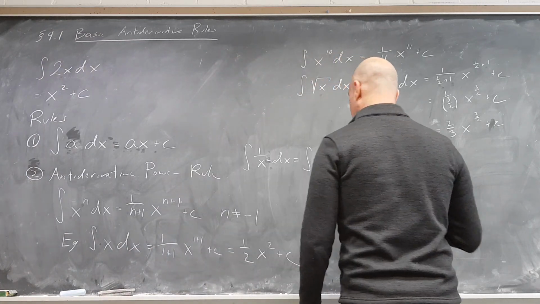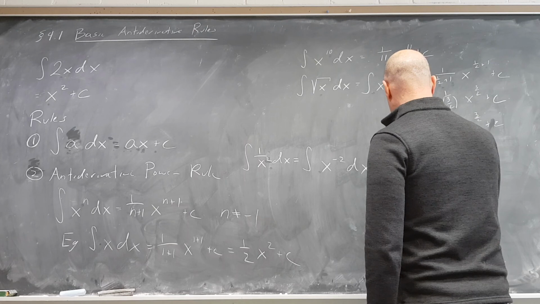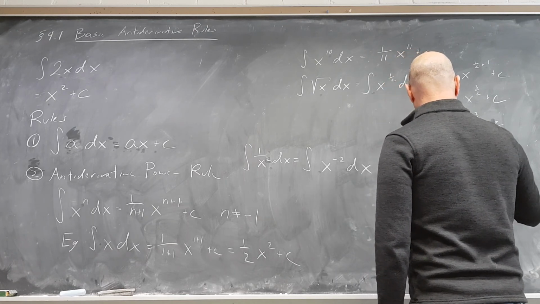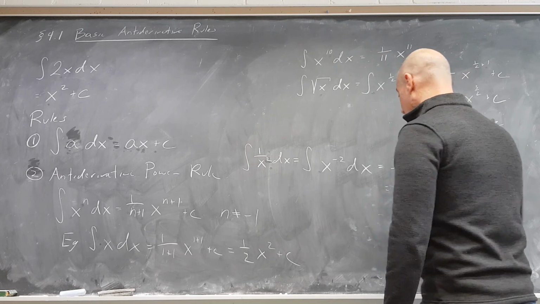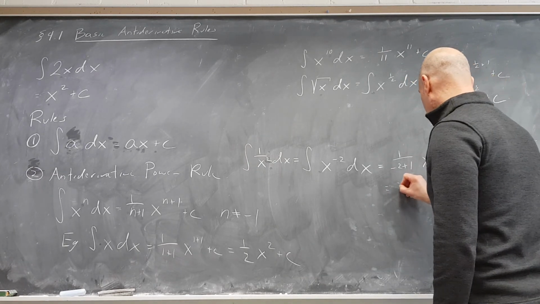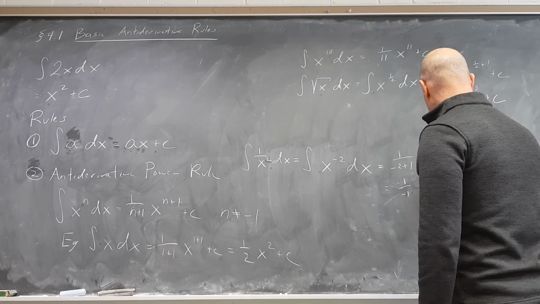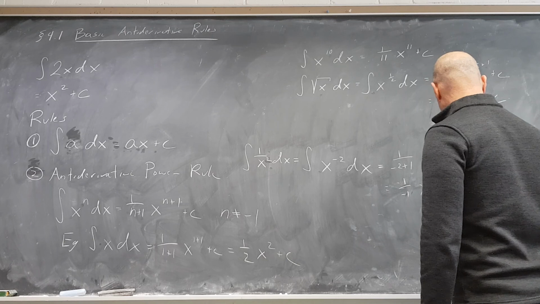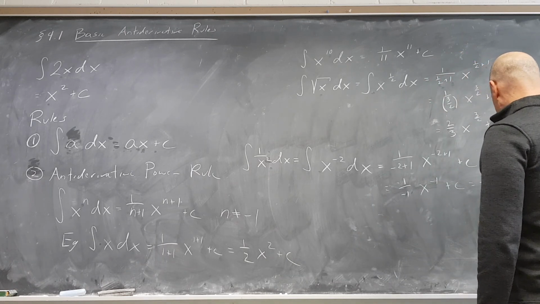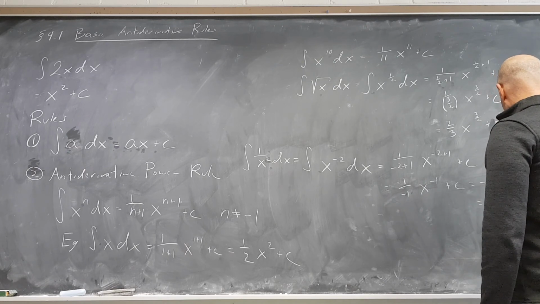According to the antiderivative power rule, this is going to be 1 over negative 2 plus 1, x to the negative 2 plus 1 plus a constant. And if we simplify that a little bit, we end up with 1 over negative 1, x to the negative 1 plus a constant. In other words, negative 1 x to the minus 1 plus a constant. In other words, minus x to the minus 1 plus a constant.